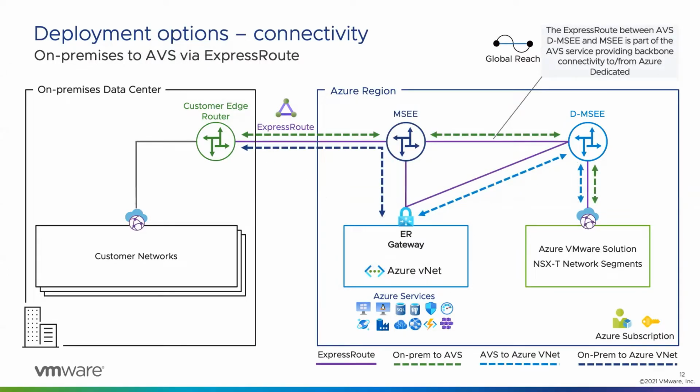And we covered this in the previous technical overview series, but we'll just touch on it really quickly. We find that most of our enterprise customers have an existing ExpressRoute circuit between an on-premises data center and an Azure region. Using ExpressRoute Global Reach, customers can peer that ExpressRoute circuit with the private ExpressRoute circuit supporting AVS to allow for connectivity between on-premises resources and AVS.